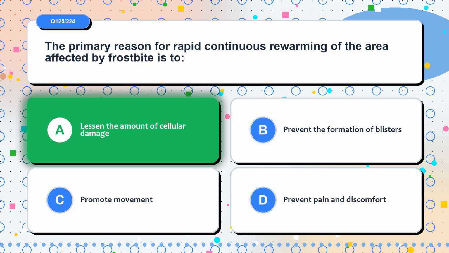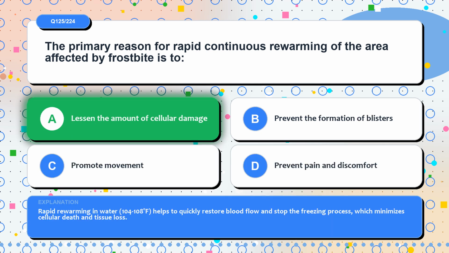The correct answer is option A. Lessen the amount of cellular damage. Rapid rewarming in water at 104-108 degrees F helps to quickly restore blood flow and stop the freezing process, which minimizes cellular death and tissue loss.